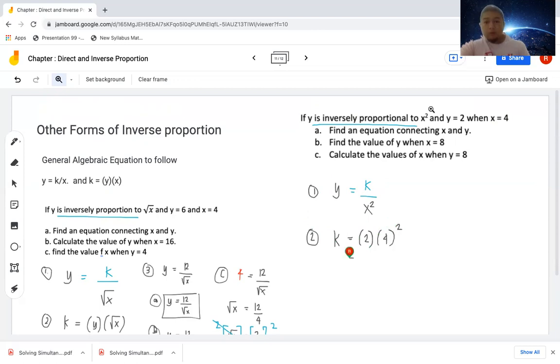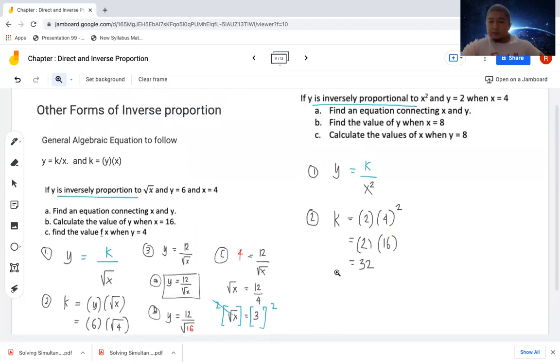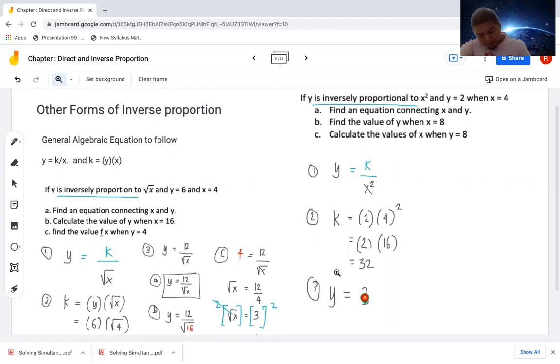Okay, so we will now get here 2 times 16, which results to 32. So if your k now is equivalent to 32, then that means your equation will now become y is equivalent to 32 over x squared.